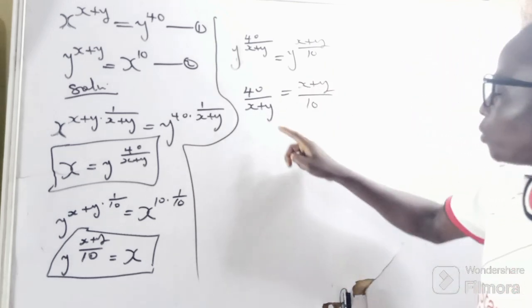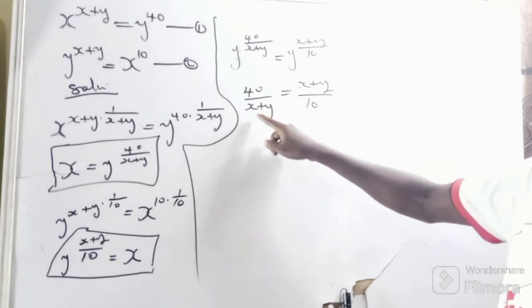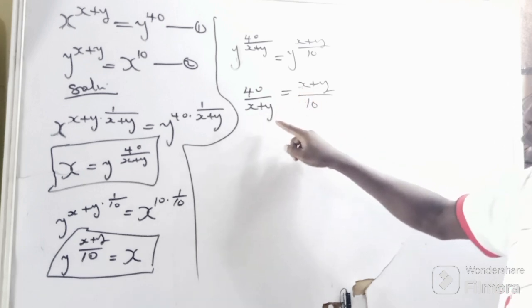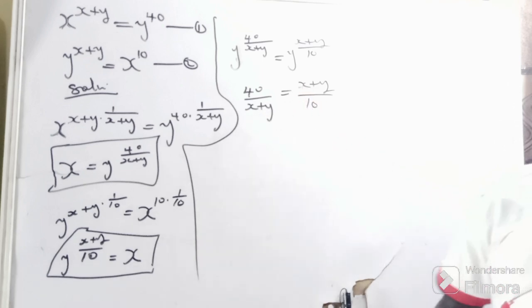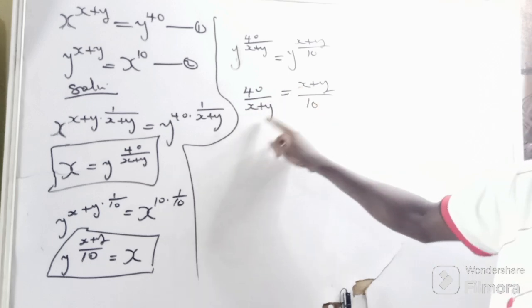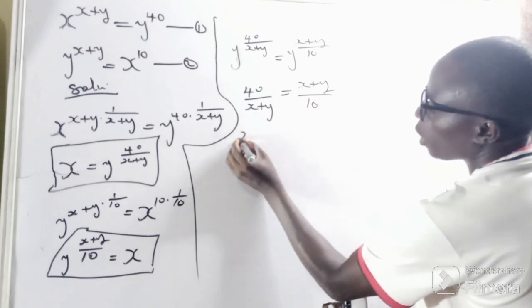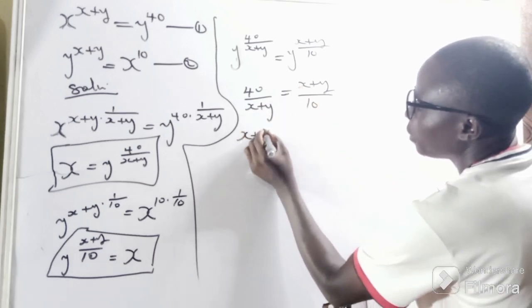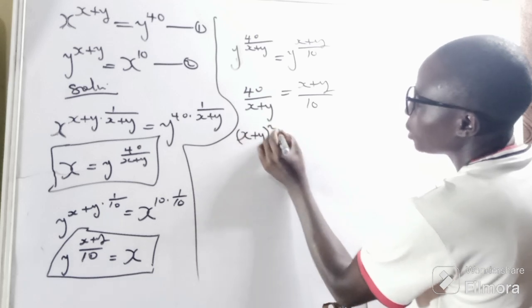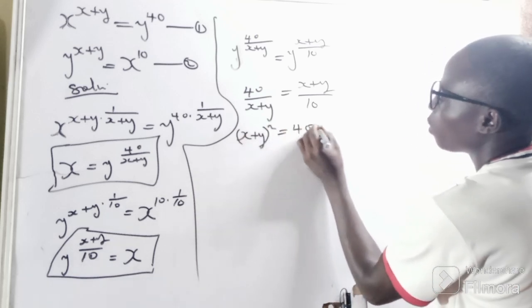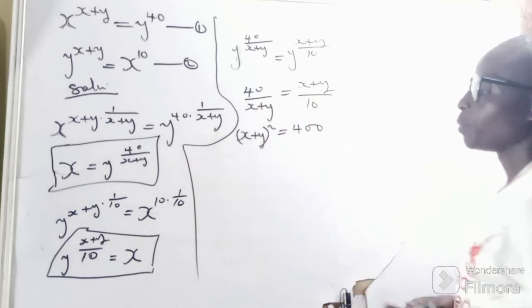So now I need to cross multiply in order to get the equation balanced. So I'm going to have x plus y squared is equal to 400. 40 times 10 is 400.